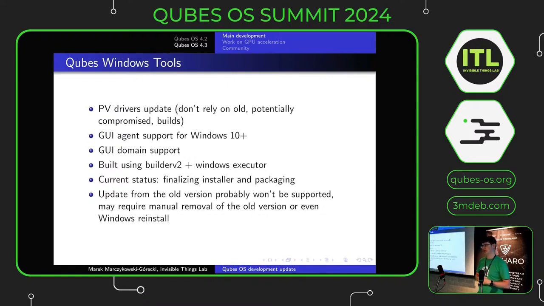I'm not sure if it will be possible to update, if you have an old Windows installation with old Windows tools. I'm not sure if it will be possible to update to the new Windows tools version. This is getting install the old version and install the new version, or in some cases reinstall Windows. Unfortunately, we'll try to do something about that, but we don't promise anything here.